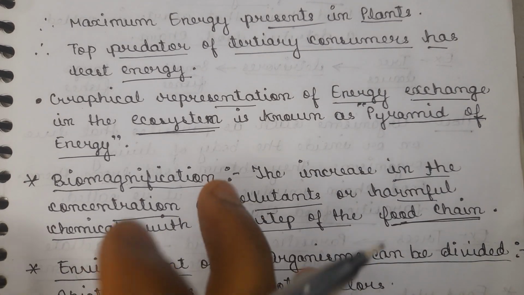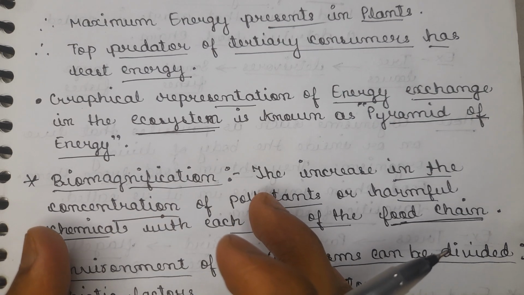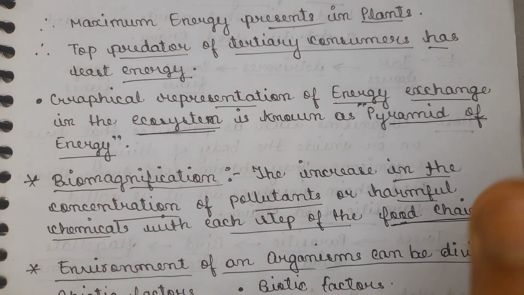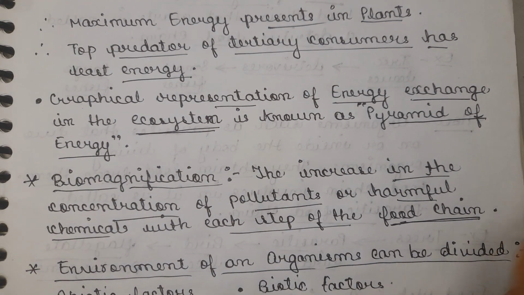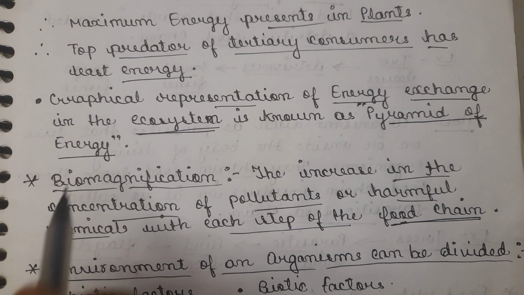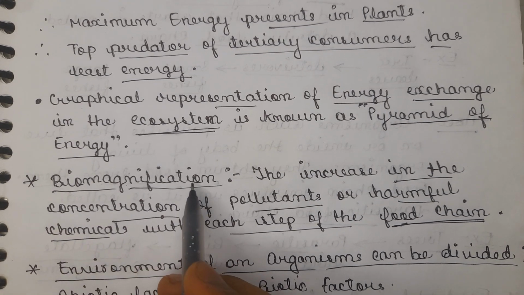We can also define biomagnification this way: several chemicals and pesticides are used on the crops, which enter the food chain of a plant, and from plants we all get our food. So we are also affected by the plant's food. We also get the harmful effects of the pesticides inside our body. So this is what the term biomagnification means.